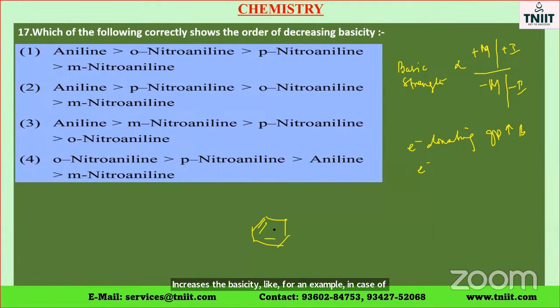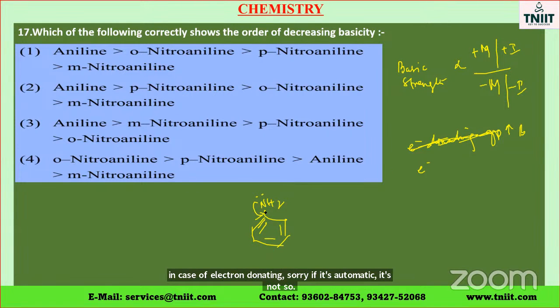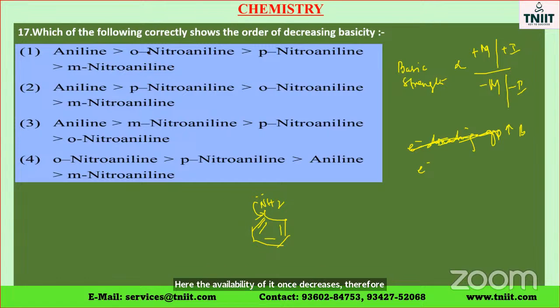Like for an example, in case of aniline, aniline is an aromatic compound. This NH2 is an electron donating group. But in case of electron donating, if it's aromatic, it's not so. Here the availability of electrons decreases, therefore basicity decreases. So which of the following shows the order of decreasing basicity?